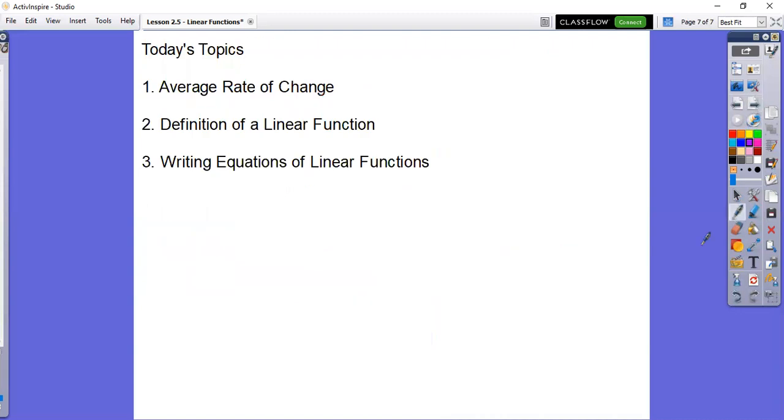So that is it for today's lesson. Today we talked about the average rate of change, the definition of a linear function, and then how to write equations of linear functions.